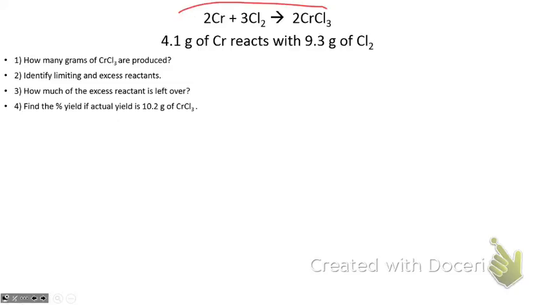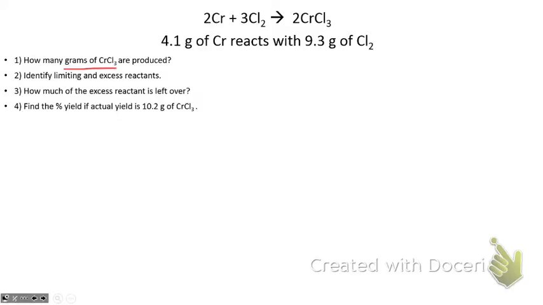Okay, so the first step for all stoichiometry problems, all limiting reactant problems, is to double check and make sure you have a balanced chemical equation, because sometimes you will have one, sometimes you won't. This one is already balanced. And the first question we are asked is to figure out how many grams of the product are produced.